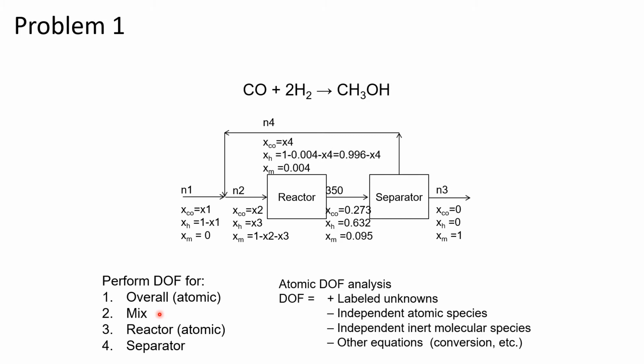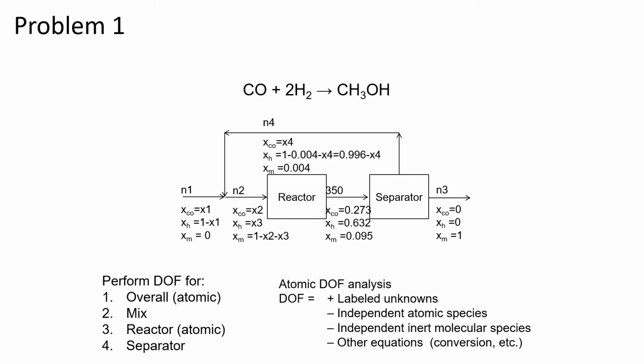We'll count the same way as we have in the past. For the reactor, we'll use atomic balances, and for the separator, we'll do molecular species balances. And to remind you, when we perform atomic balances, the degrees of freedom are calculated by taking the number of labeled unknowns and subtracting from it the number of independent atomic species, and then the number of independent inert species, and then any other equations that we might have.